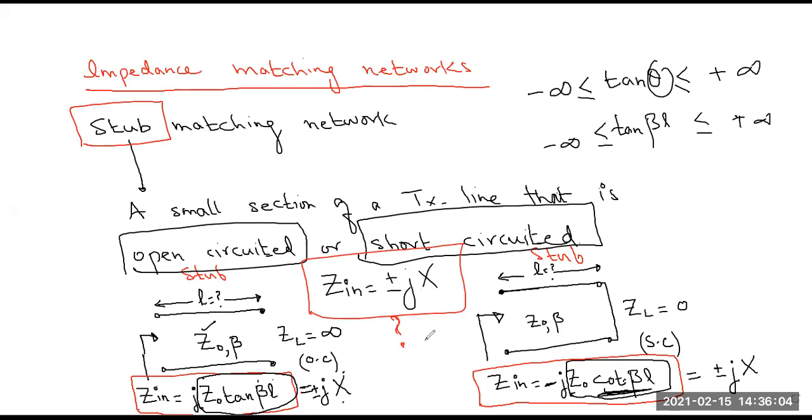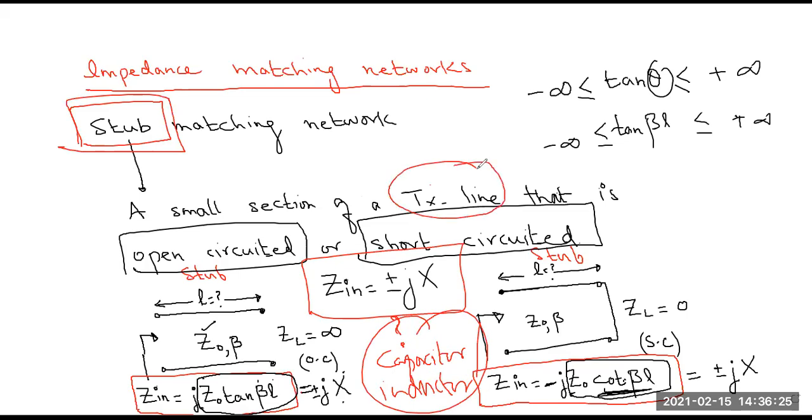And what are those reactive components? Capacitor. Can you further specify? Capacitor or inductor? Yes, that is the answer. So it means this stub, which is basically a transmission line, from a circuit point of view, we can use it as a capacitor or we can use it as an inductor. That is the basic working principle of a stub.